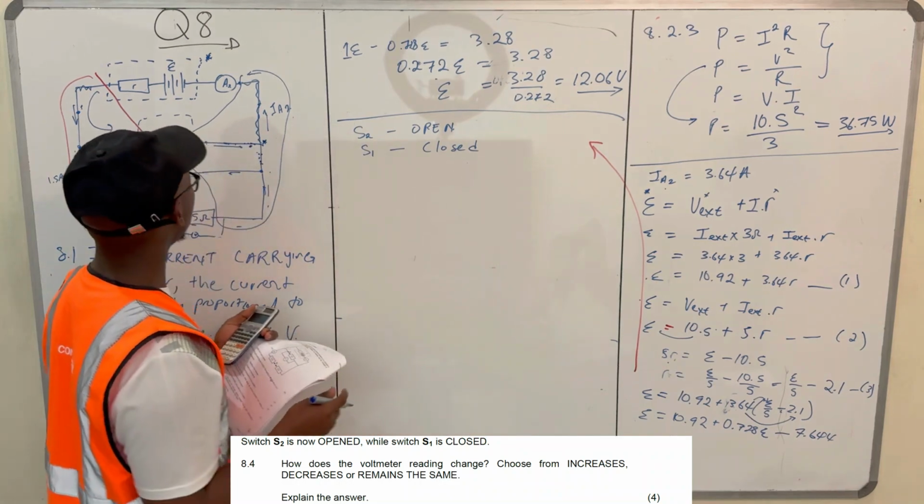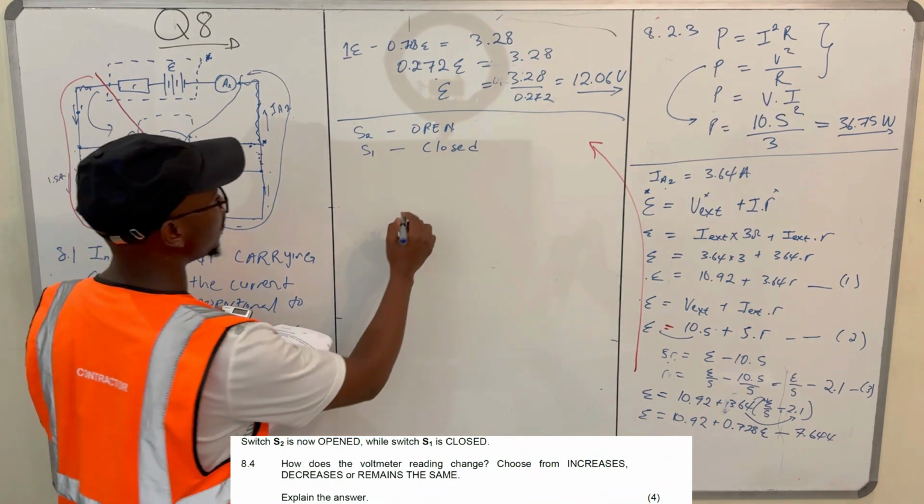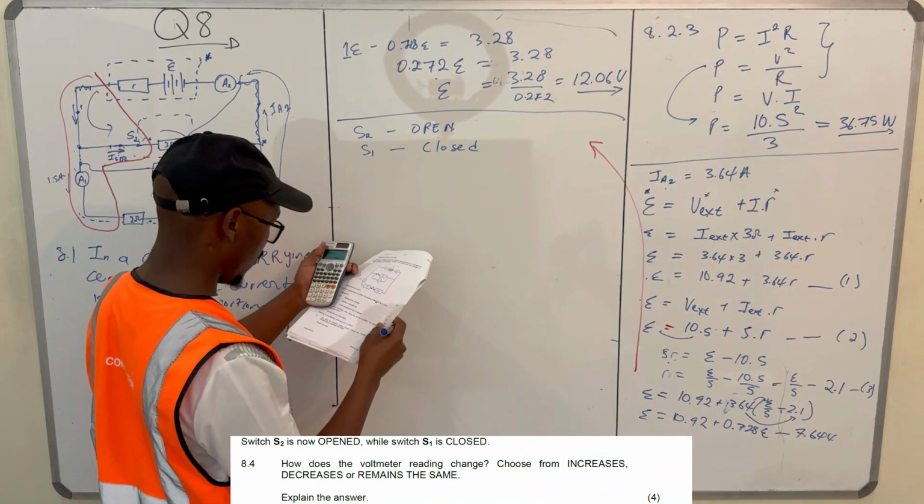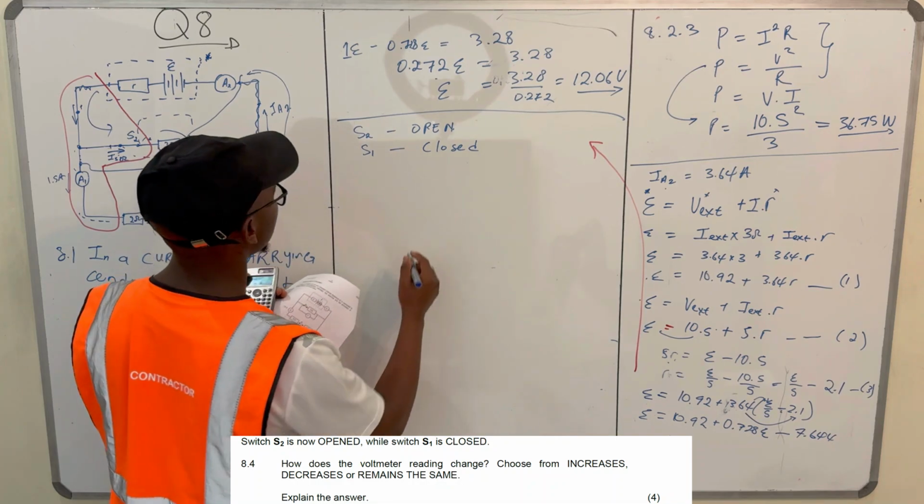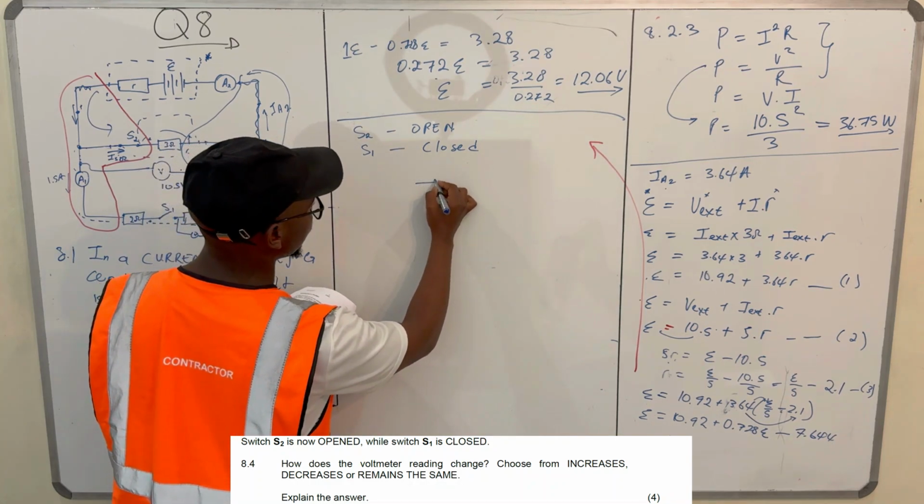So let's try and draw this circuit because it's a little bit tricky now. We come here, the voltmeter. Okay, so we look at this circuit here.